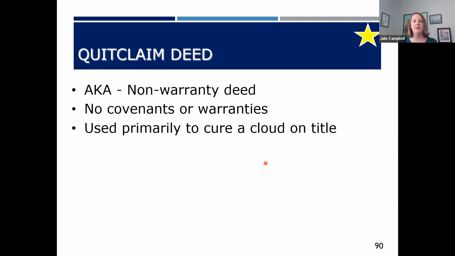Usually the quitclaim deed is used to cure what's referred to as a cloud on the title. A cloud on the title is a mistake. Maybe once you buy your house, you discover that your name was misspelled. Maybe the address is wrong. We could use a quitclaim deed to fix that mistake. That would have a cloud on the title.